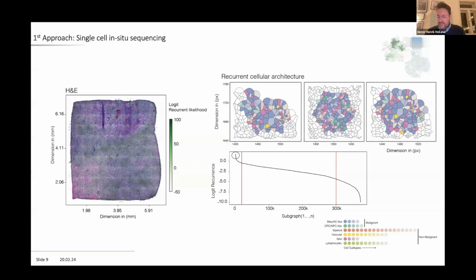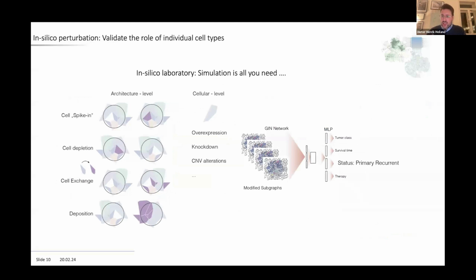Having looked at the abundance, we can then jump into our simulation experiment and exchange, for example, cells or add some cells to these microenvironments and create simulated data. So we take an initial primary tumor and then we modulate the cells around, exchange or deposit the cells, and then feed them back into the neural network to ask whether this change that we have made in the simulation has any impact on the prediction being a primary or a recurrent tumor.